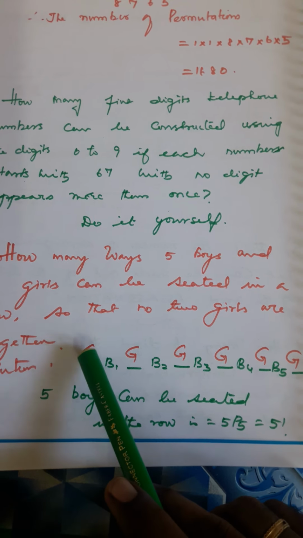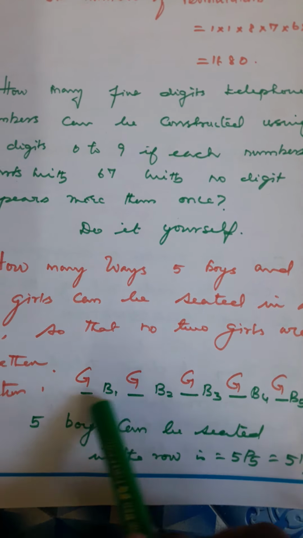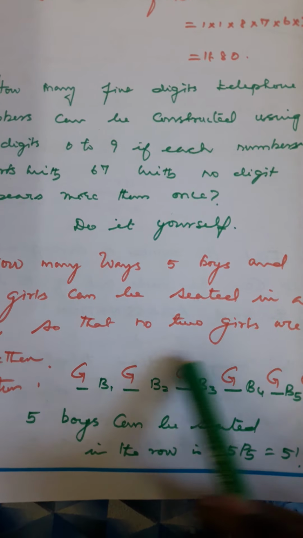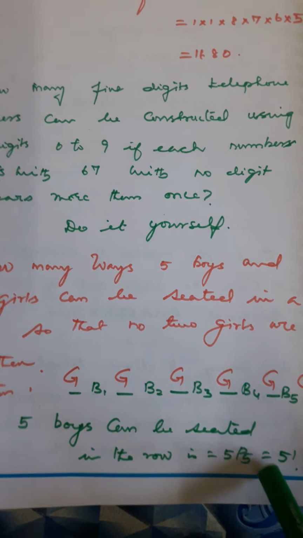It is 5 factorial. 5 factorial is nothing but 5 into 4 into 3 into 2 into 1, which is 120, right? So you have 120 chances to place these boys. First B1, B2, B3, B4, B5. Next one B2, B3, B4, B5, B1. Next B3, B2, B4, B5, B1. Not in the order. You can change in any order. So that type of choices you have, totally 120.